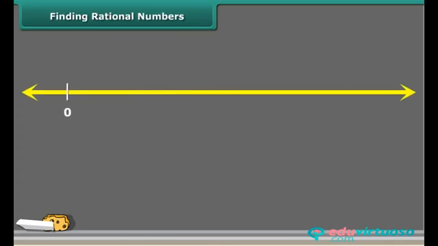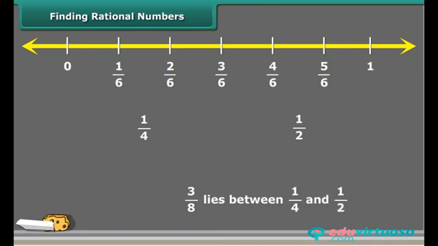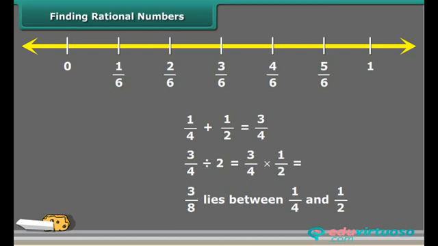Did you know that there are infinitely many rational numbers between any two rational numbers? Now we will learn about it. Let us find a rational number between these two rational numbers using a mean method. So we can say 3 by 8 lies between 1 by 4 and 1 by 2. First of all, we will find the sum of these numbers, which comes out to be 3 by 4. Now divide this sum by 2. We know division flips the second number and the sign changes to multiplication.